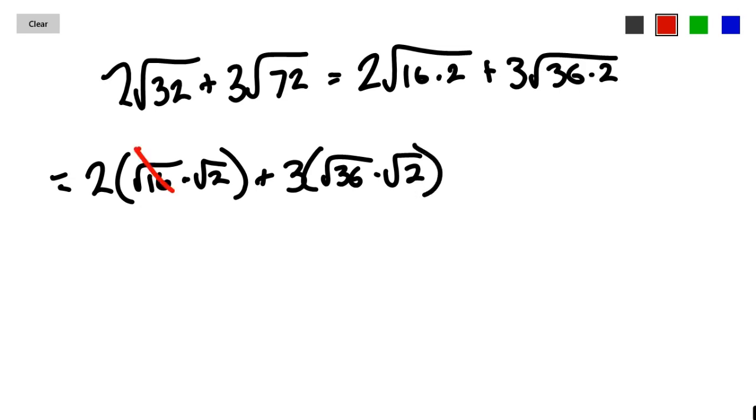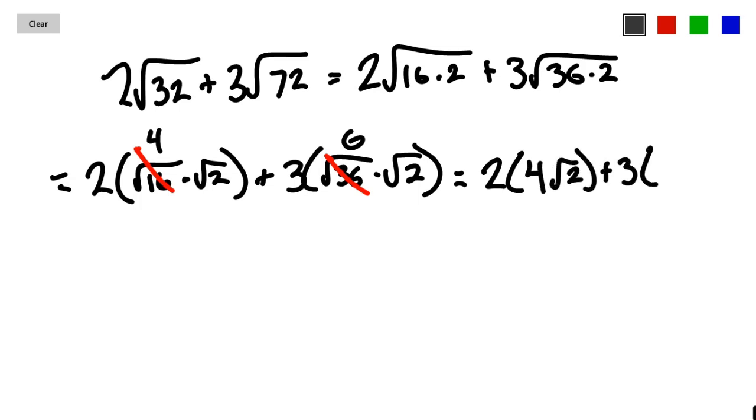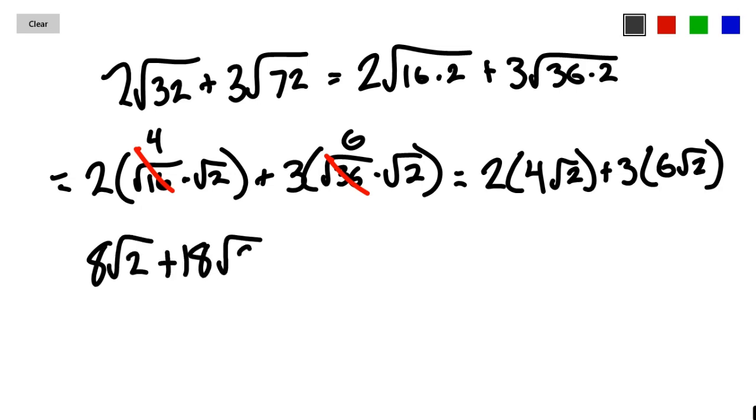Well, the square root of 16 is just the number 4, and the square root of 36 is just the number 6, because they're both perfect squares. So I have 2 times 4 times the square root of 2 plus 3 times 6 times the square root of 2. And if I multiply these out, I end up with 8 times the square root of 2 plus 18 times the square root of 2. And since I have a common factor of square root of 2, I can combine these together to get 26 times the square root of 2. And that's my final answer.